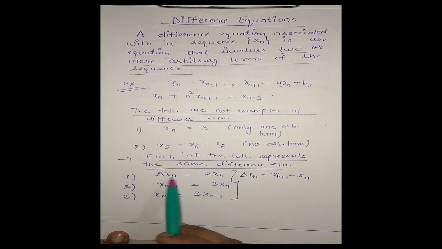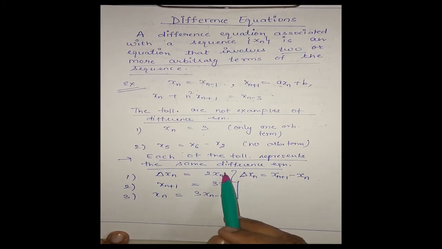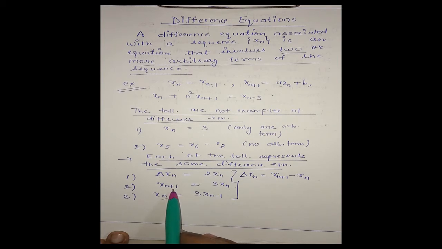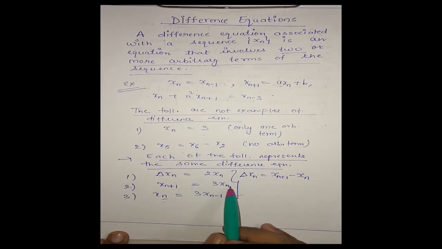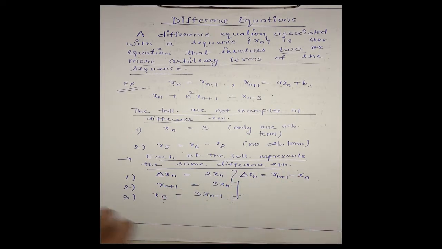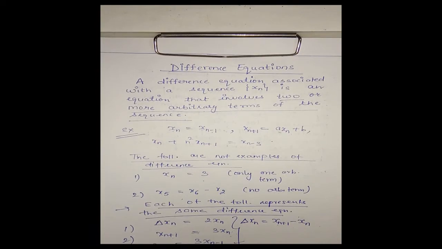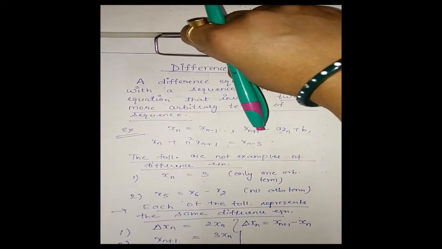Now, on replacing delta xn by xn plus 1 minus xn in the first equation, we get xn plus 1 is equal to 3xn. So, 1 and 2 are same. And same way, on replacing n plus 1 in the second by n, we will get the third equation. If I replace n plus 1 by n, then n will be replaced by n minus 1. So, second and third equations are same. So, these three represent the same difference equation. Clear? Now, let us consider some examples related to difference equations.